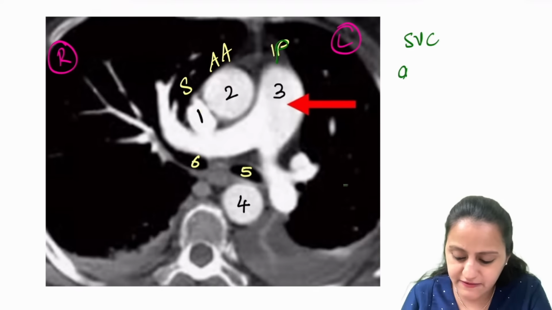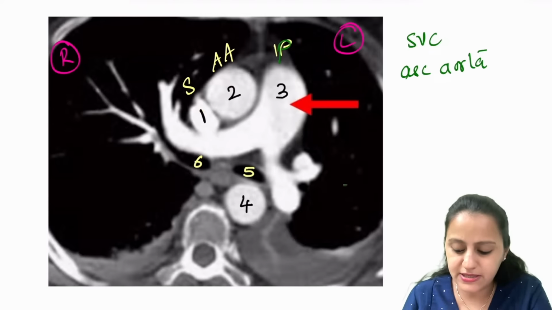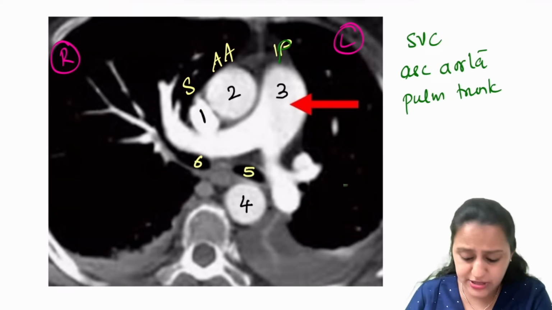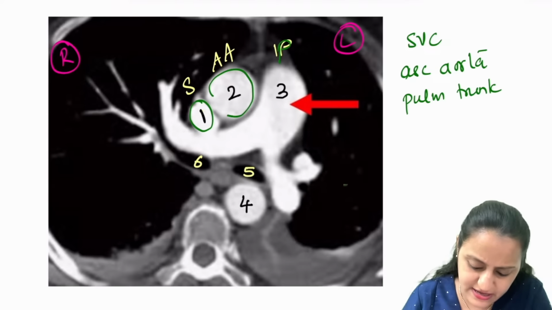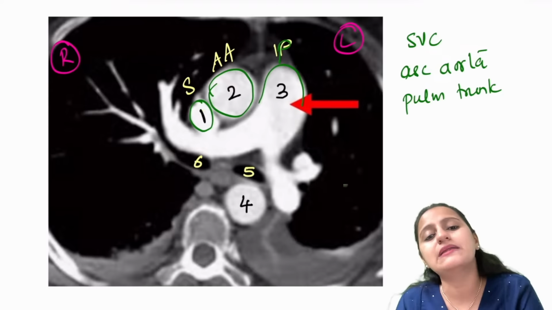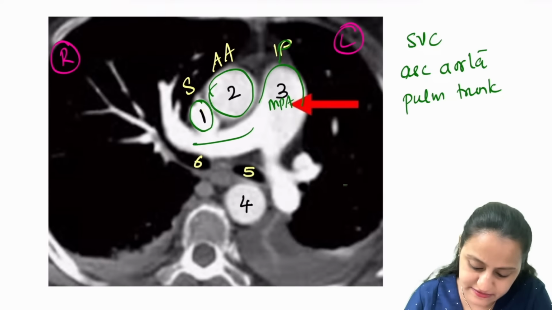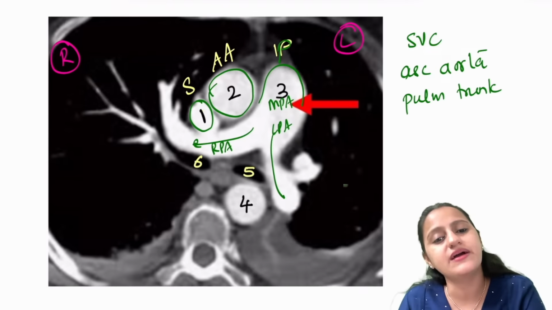Superior vena cava, ascending aorta, and pulmonary trunk. Right? So that is the arrangement there. Superior vena cava, ascending aorta, and pulmonary trunk. You can see the main pulmonary artery is dividing into the right pulmonary artery and the left pulmonary artery.